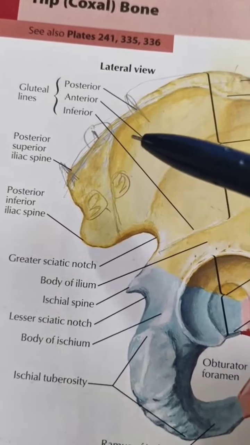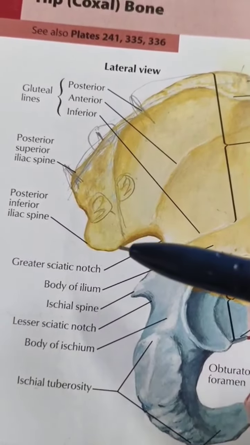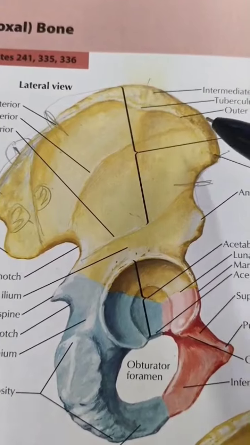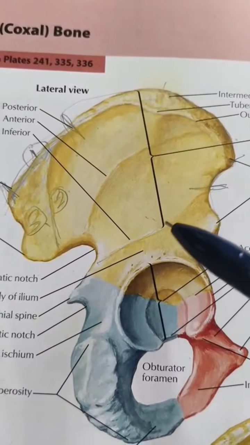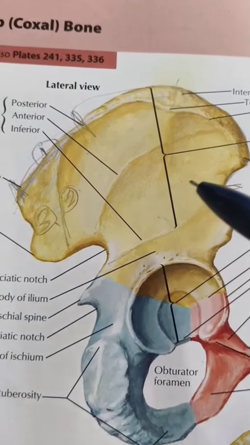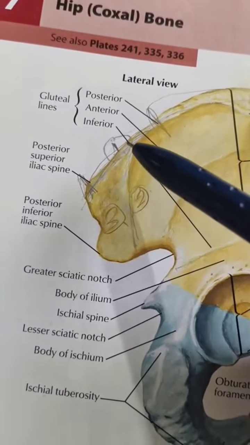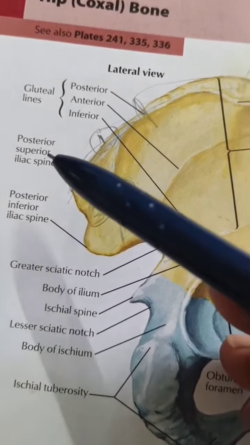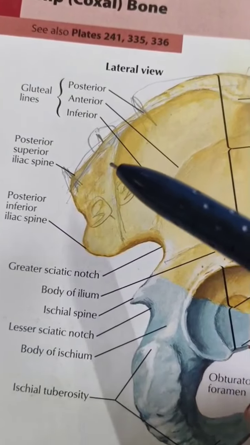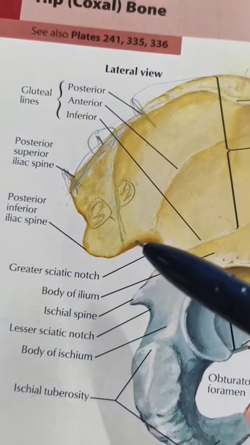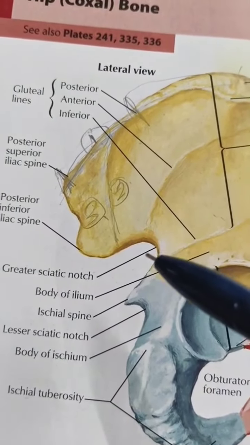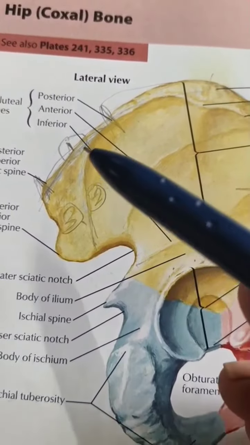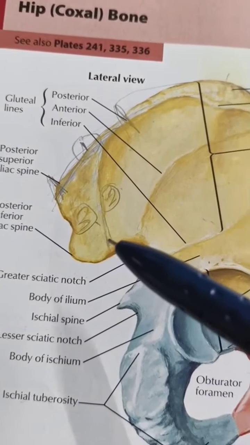Now we just go through the gluteal lines. See, this is the posterior gluteal line, this is the anterior gluteal line, and this is the inferior gluteal line. Okay, so this posterior gluteal line begins 5 centimeters in front of the posterior superior iliac spine, runs downwards to the superior border of the greater sciatic notch. This is the shortest of these three gluteal lines.